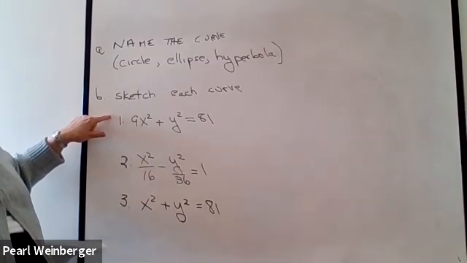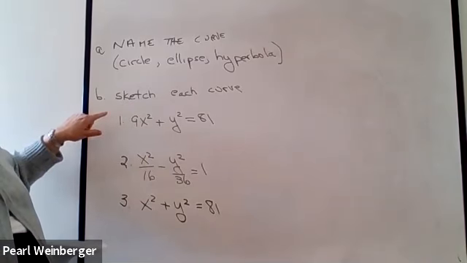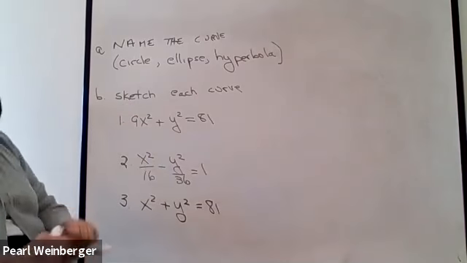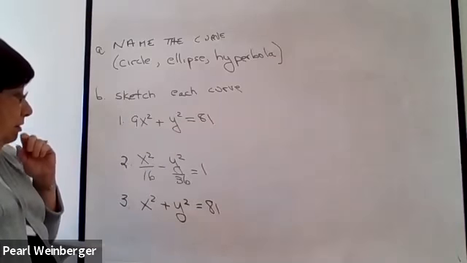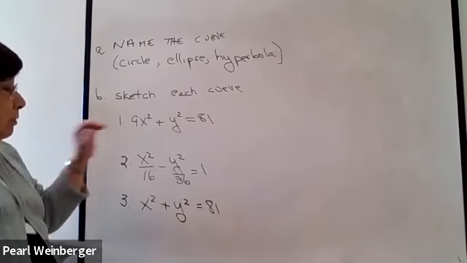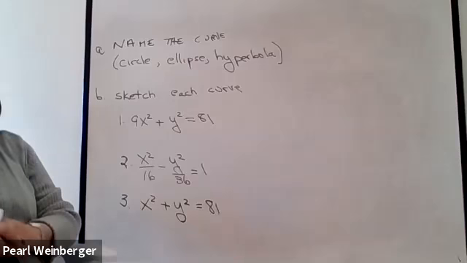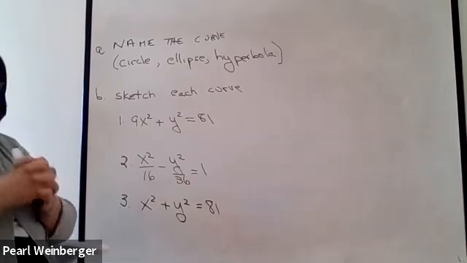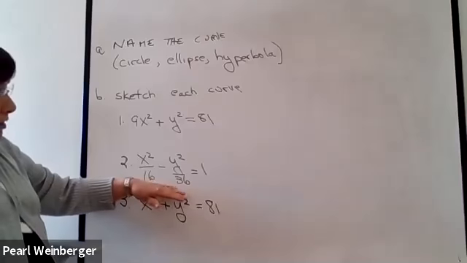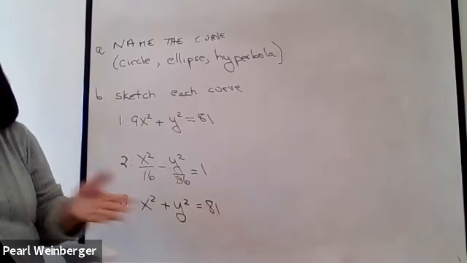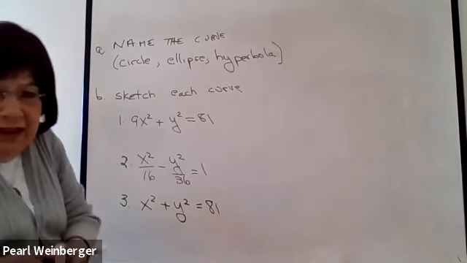So, Stacia, what made you say that this one is an ellipse? Because it was equal to 1. Okay. Well, it isn't. It's equal to 81. What makes it an ellipse? What made you say that one has to be an ellipse? And then you said this one is a hyperbola. Where did you get to that?